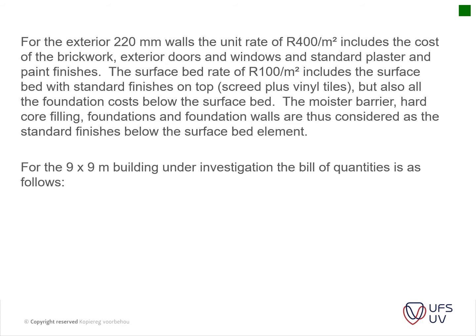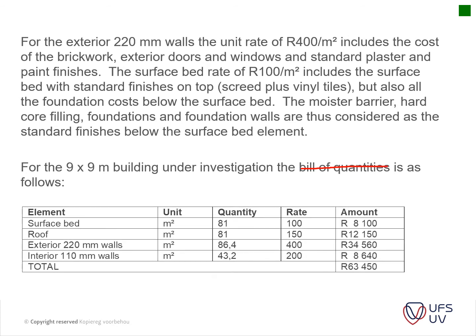Okay. For the 9 by 9 meter building under investigation, the bill of quantities, which I will not actually say is a bill of quantities, but it is more a schedule of quantities, is as follows. Okay, so we've got a surface bed, which is 9 by 9, which amounts to 81 square meters, and we've got a rate of 100 Rand per square meter, which we get from our previous slide, and we times that to get an amount of 8,100 for our surface bed.